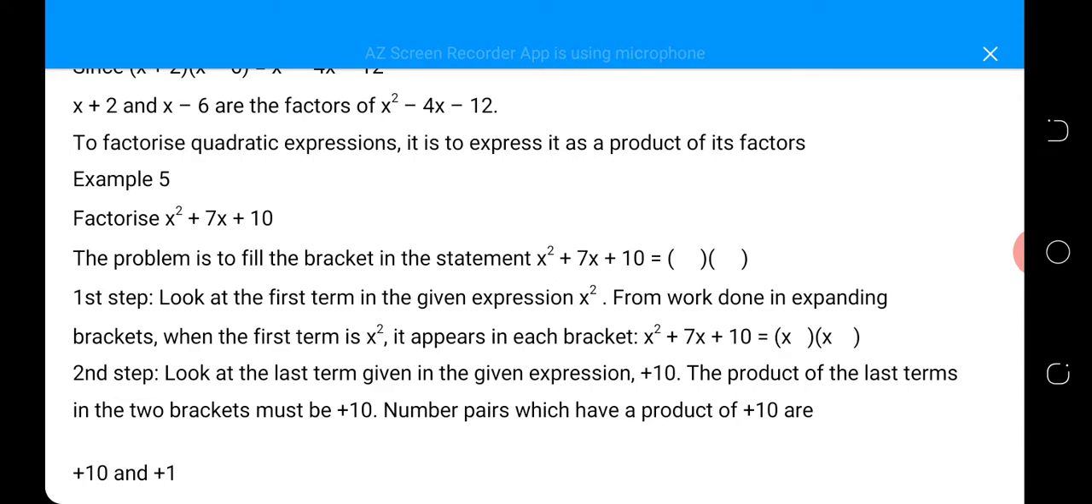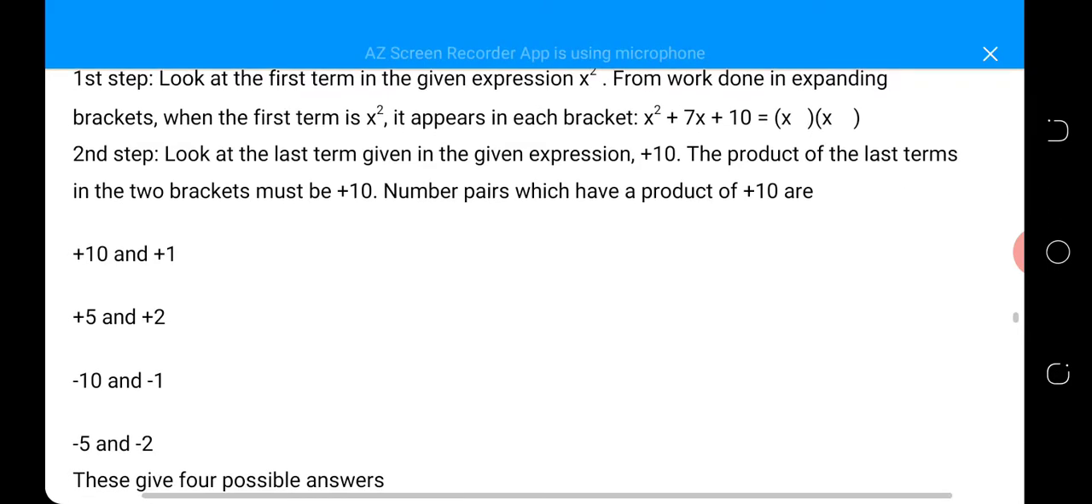The best way to factorize is to open the two brackets as indicated in the solution. Then, first step, look at the first term in the given expression, x squared. From the work done in expanding brackets, when the first term is x squared, x appears in each bracket. So we are going to fill the two brackets with letter x as indicated below.